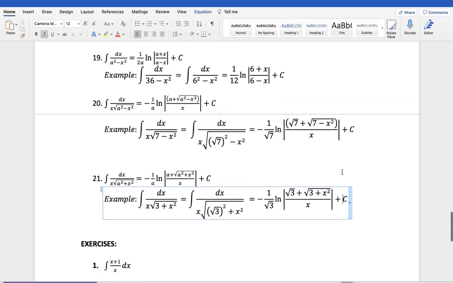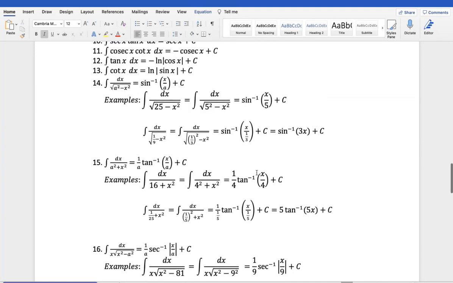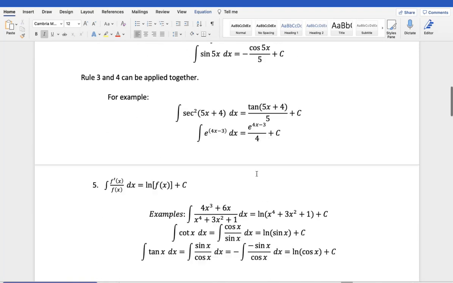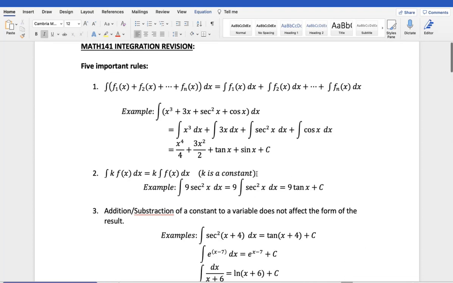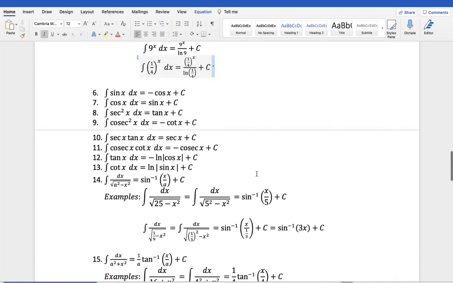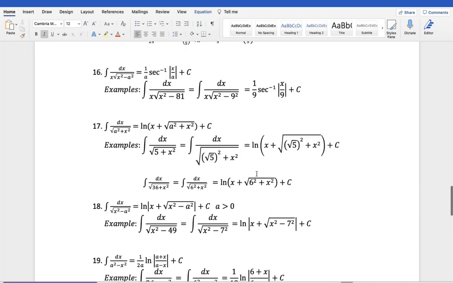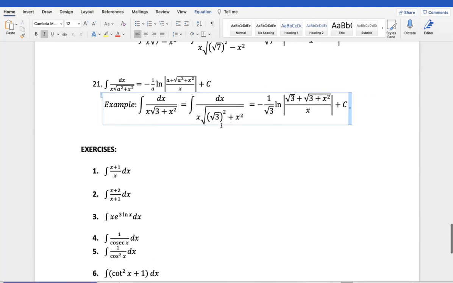So that's the last standard integral that we'll be looking at. And I know it's quite a few, but with the exercises that we'll look at in the next video, it should make this a little bit more clear for you to get comfortable solving these types of problems.